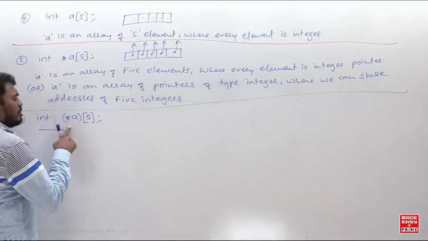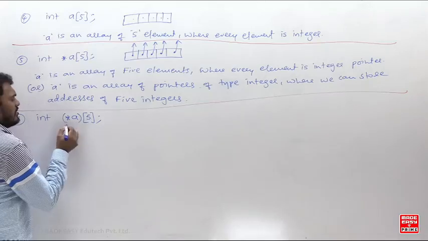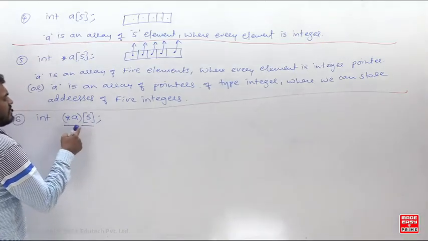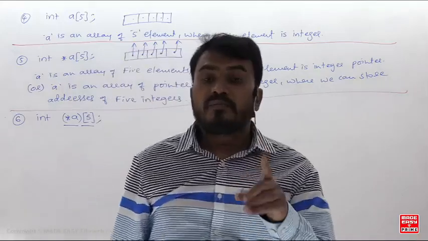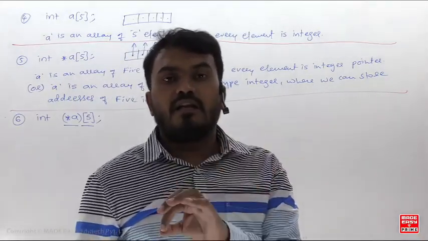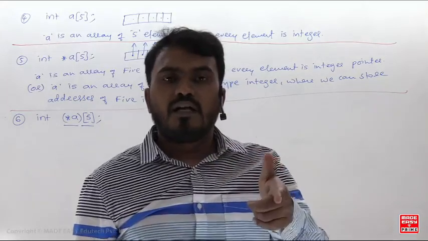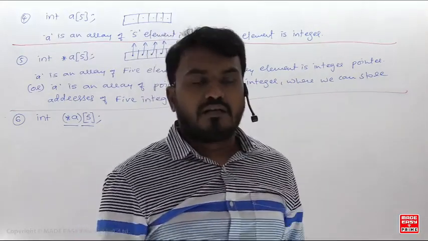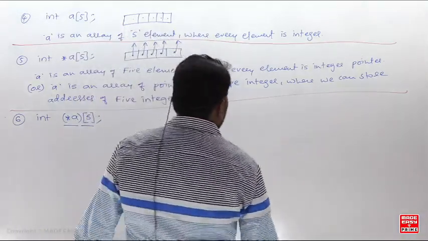You are having two brackets here, this bracket and this bracket. Now tell me, among this one and this one, which bracket is having high precedence? I told you to download the operator precedence table in the C language. Download that from Google, take a printout and post it on your wall. Is that clear?